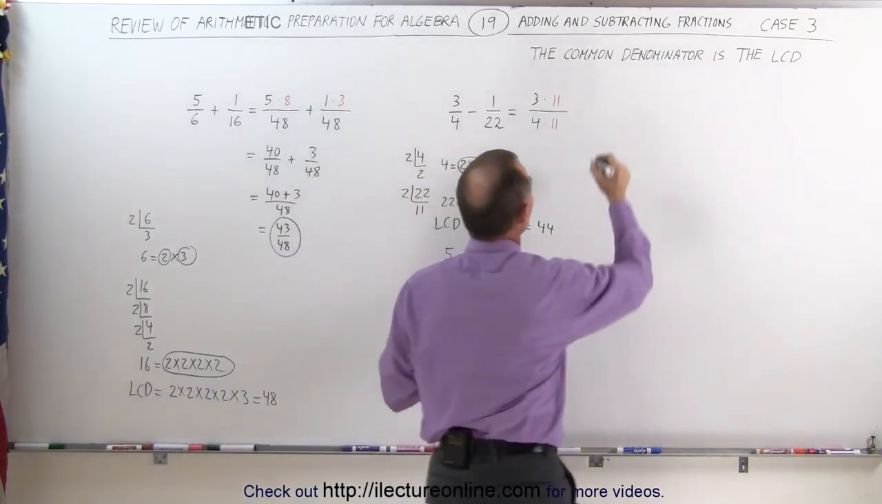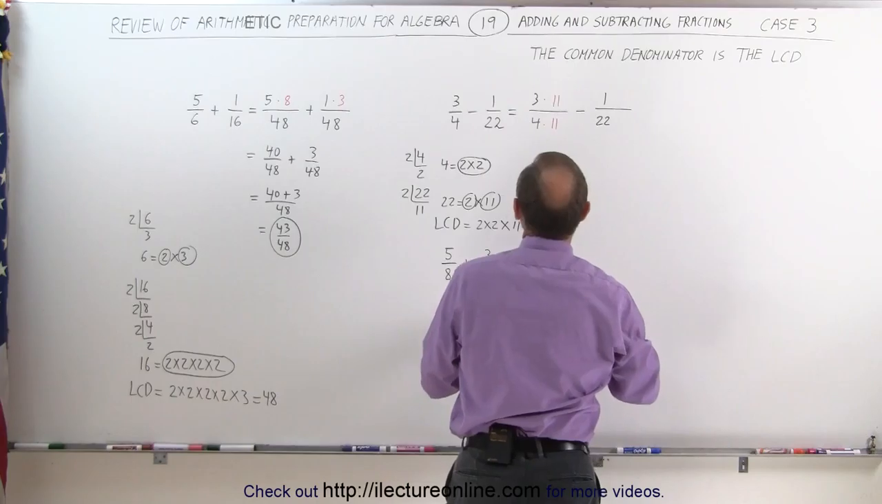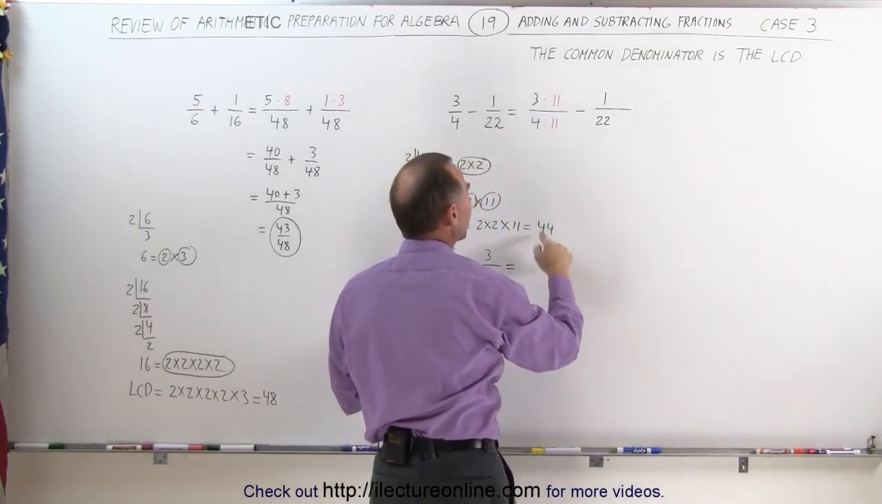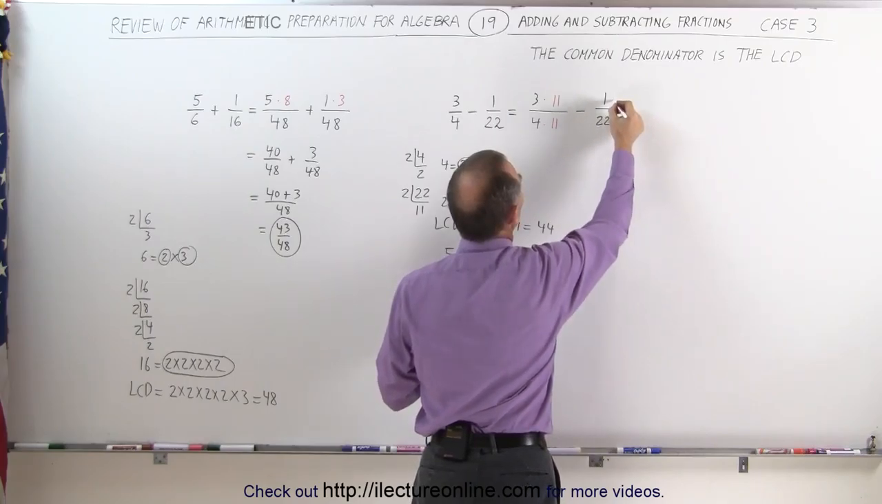And I realize that 4 times 11 will give me 44, which means I need to multiply the denominator times 11 and the numerator times 11. I'm doing the same thing in a slightly different way, just so you can see how this is done.